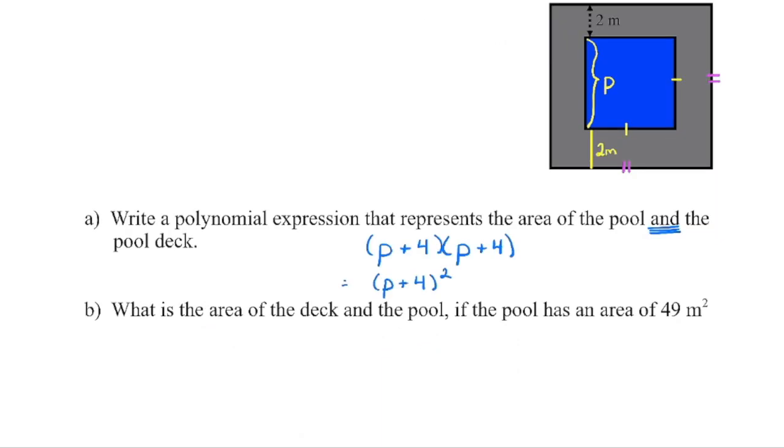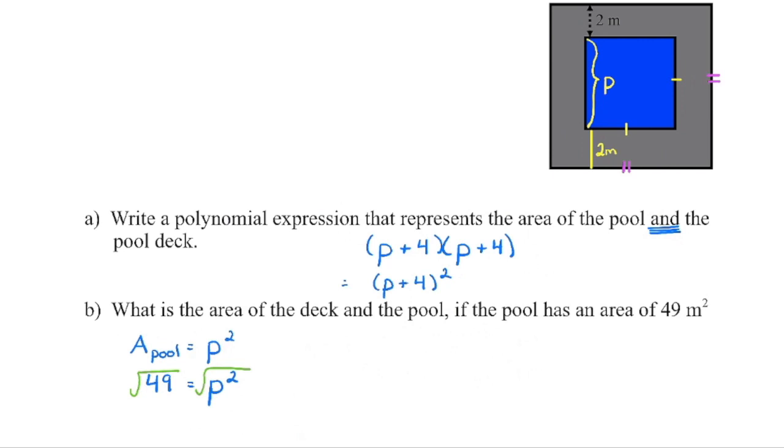We're then asked to determine what the area of that deck and pool is if we know that the pool has an area of 49 square meters. So if I know that this in blue is 49 square meters, I can now find that length P because I know that the area is just the side length squared. So in this case, we have P squared is equal to the area. The area we can substitute in is 49. And then if I'm trying to isolate P in order to get that length, in order to eliminate a squared, we can square root. And then what we do to one side, we do to the other side.